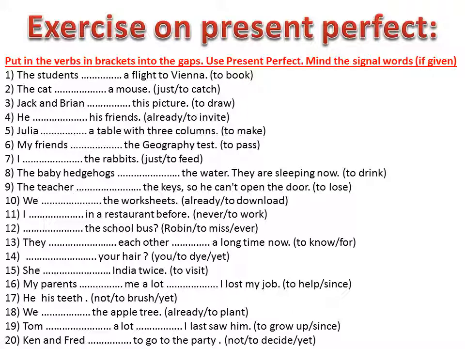Number 3. Jack and Brian, this picture. Jack and Brian have drawn this picture. Number 4. He has friends. He has already invited his friends. Number 5. Julia, a table with 3 columns. Julia has made a table with 3 columns. Complete the other sentences yourselves.